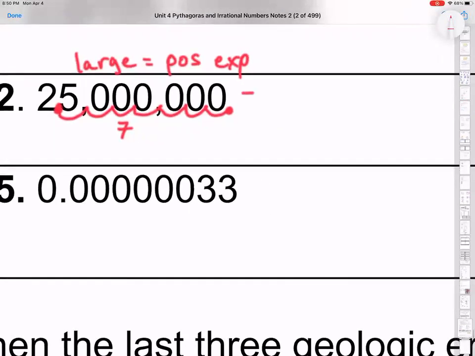And so for this scientific notation, we end up with 2.5. Well, that number is in between 1 and 10, like it should be, times 10 for scientific notation, raised to the positive 7th exponent. And there is number 2.